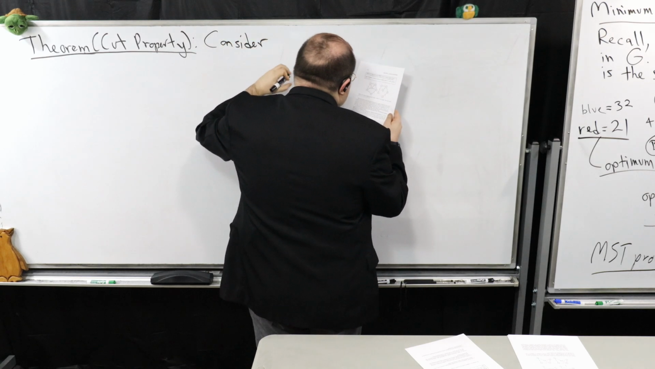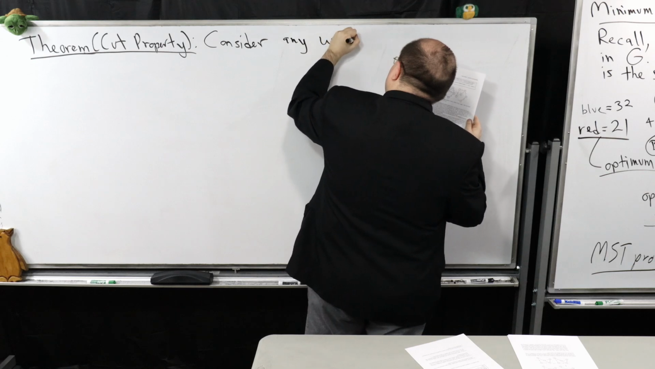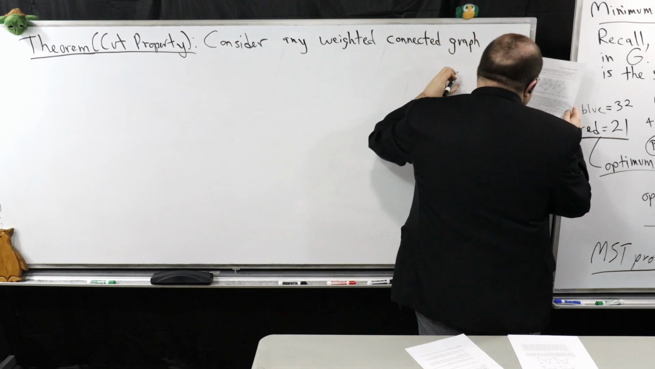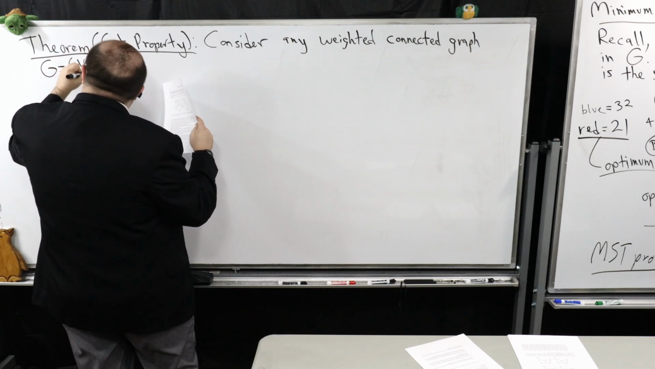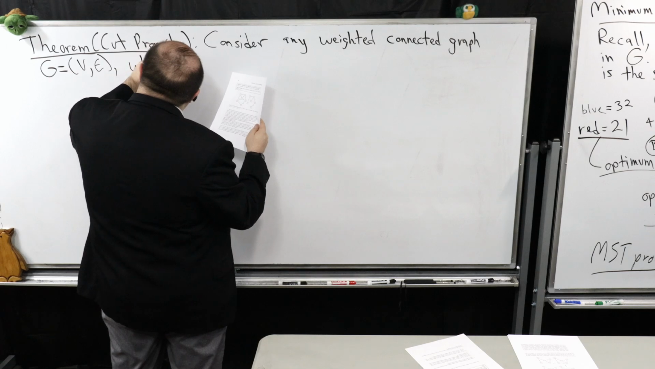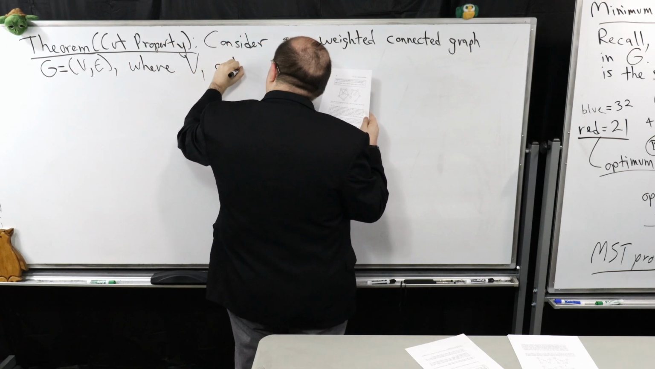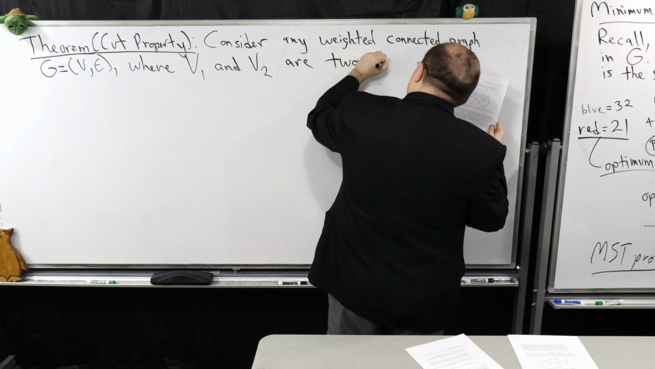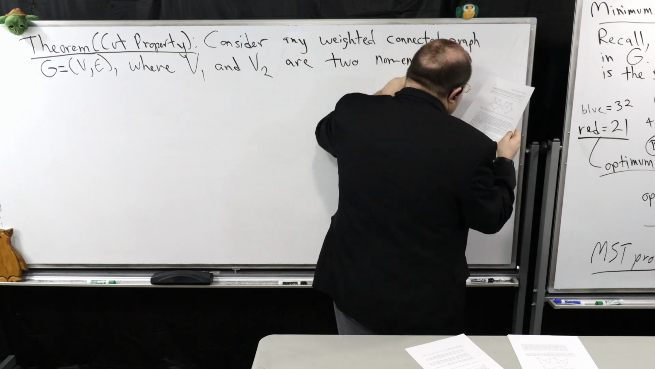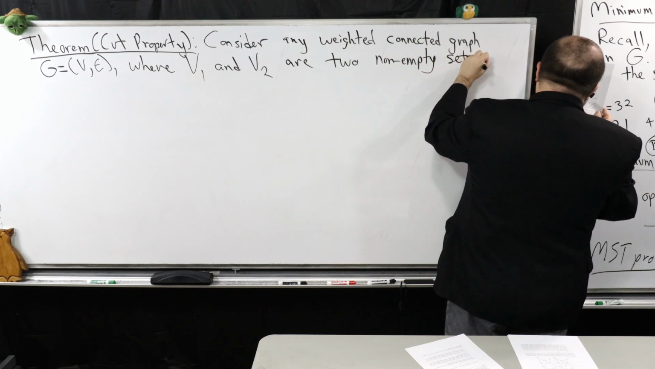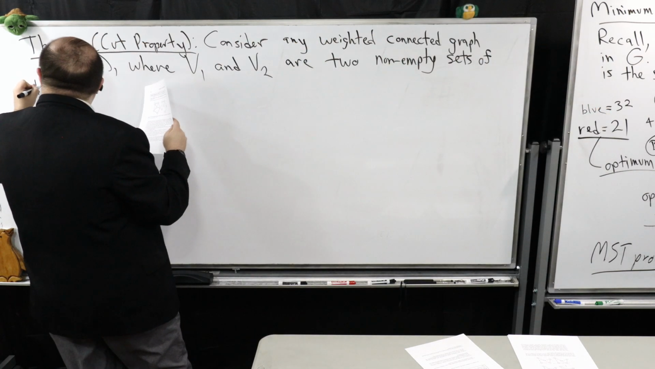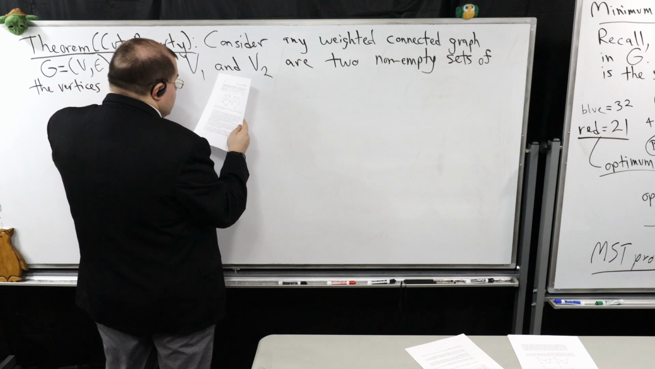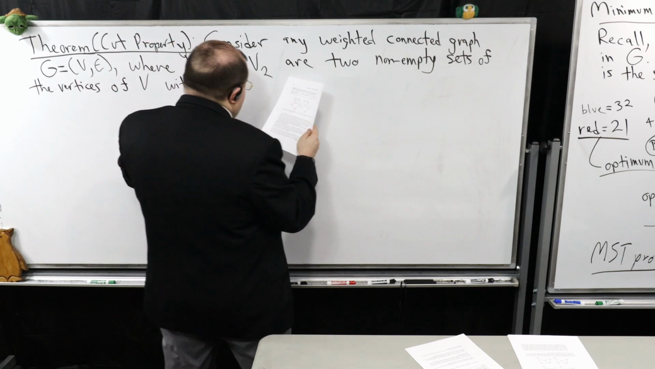Consider any weighted connected graph G = (V, E), where V1 and V2 are two non-empty sets of the vertices of V with no common vertices.